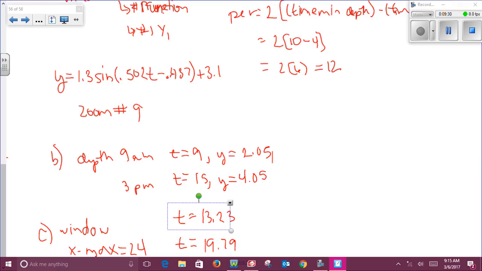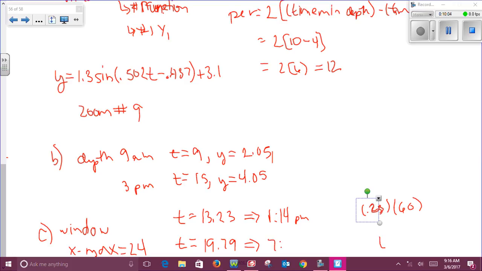However, the problem with that is that's not time. That's 13.23. 13 would be 1 o'clock. But I need to figure out how many minutes. 0.23 is not 23 minutes. So I need to take 0.23 and multiply it by 60 because I have to figure out what portion of 60 is 0.23. And it turns out to be 14 minutes, which makes sense because 0.23 is almost a quarter, and a quarter of an hour is 15 minutes. And the same thing with my 19.79. Subtract the 12, so it's 7 p.m. and some minutes, and I'm going to do the 0.79 times 60, and I will get 47. So anytime between 1:14 p.m. and 7:47 p.m. I can moor at the dock.